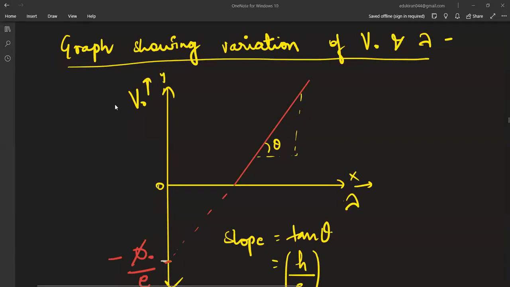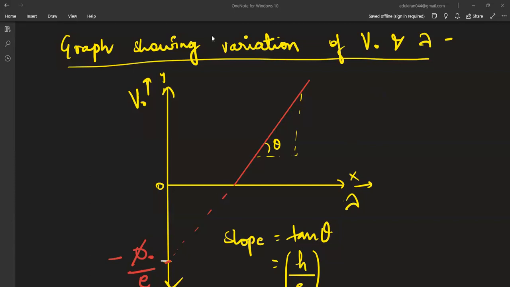Okay, now the graph showing the variation of stopping potential with the frequency. See, stopping potential and frequency are directly proportional to each other. So the graph is a straight line, but we have an intercept. Now to understand this whole graph: why is minus phi naught by e written? Why is the slope h by e?